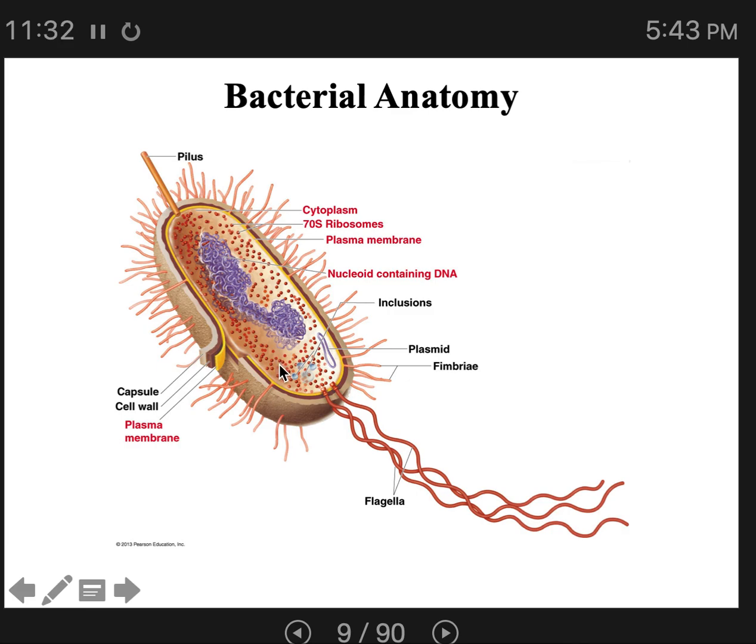Now, in the next slides, I'm going to talk about the various layers outside the cell membrane. So we'll get into the chemistry of the cell membrane, then we'll talk about the layers outside the cell membrane, and then we'll talk about all these little appendages that the bacteria have. A lot of these features are going to be brand new for you.